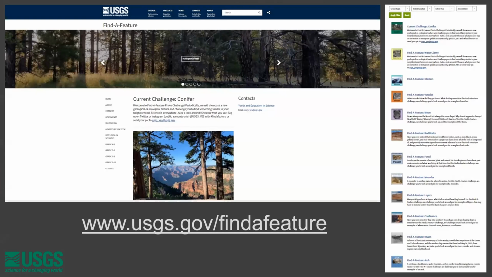All right, again, this is our website, usgs.gov/find-a-feature. And on that website, you'll see some of the other examples. Examples that are currently on our page, which I did not discuss today, include conifer, which is our first ecologic challenge. Also water clarity, glacier, moon. We did that for the anniversary of the Apollo landing back in 2019 as well. Meander, river, and confluence. So perhaps you are out in traffic and you're seeing two lanes of traffic merge, and that may very well remind you of a confluence of two rivers.